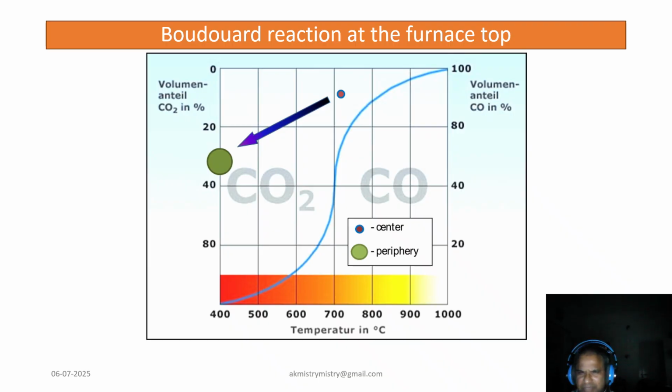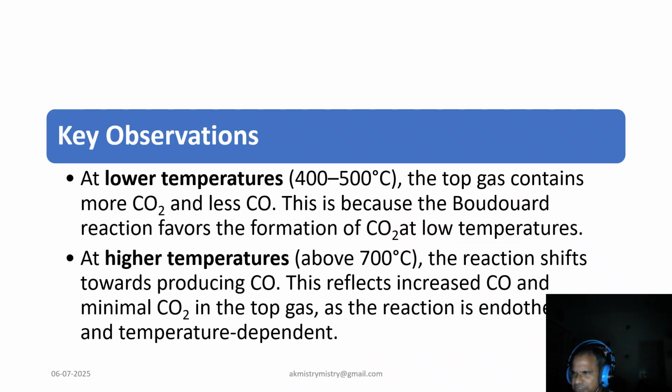Now, the key observation of this slide regarding the Boudouard reaction at the furnace top is that at lower temperature, between 400 to 500 degrees centigrade, the top gas contains more CO2 and less CO. This happens because the Boudouard reaction favors the formation of CO2 at this lower temperature. Now, as we increase the temperature above 700 degrees centigrade, the reaction shifts towards producing CO.